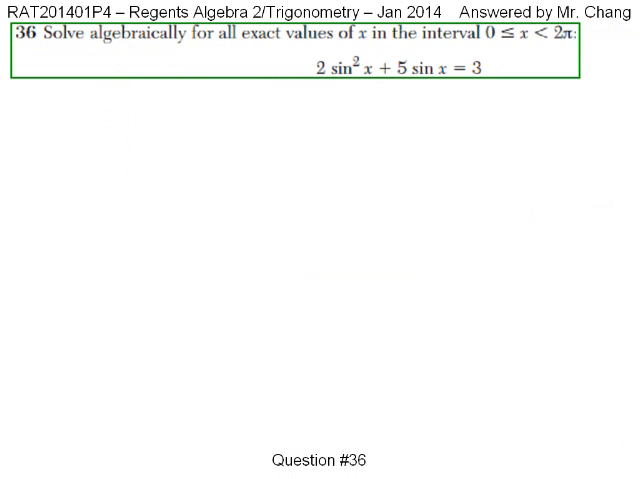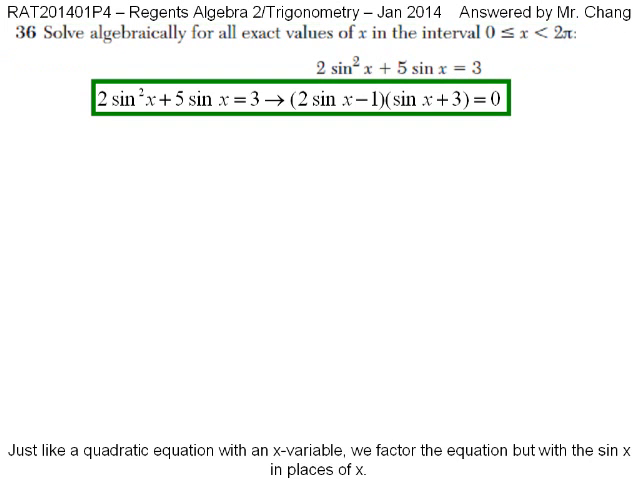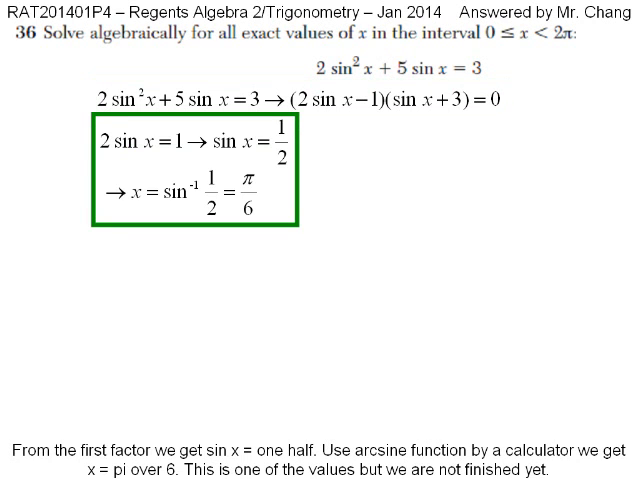Question number 36. Just like a quadratic equation with an x variable, we factor the equation but with sin x in place of x. From the first factor, we get sin x equal to 1/2. Use the arcsine function. By a calculator, we get x equal to pi over 6. This is one of the values, but we are not finished yet.